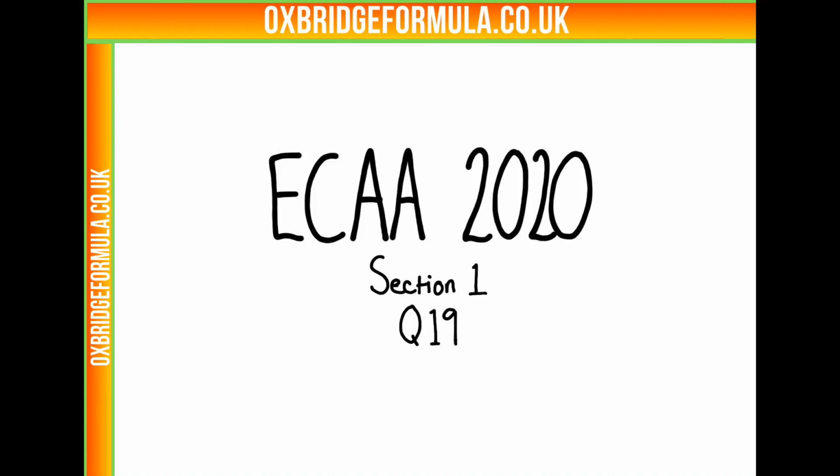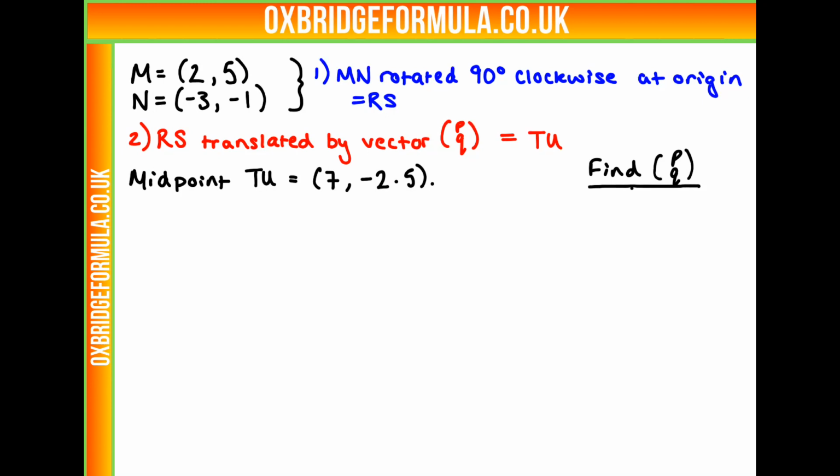In this video, we're looking at ECAA 2020, Section 1, Question 19. We have a line segment made by 2 points, M and N. M is at point 2, 5, and N is at point -3, 1. And we're told that it undergoes some transformations to get somewhere else.